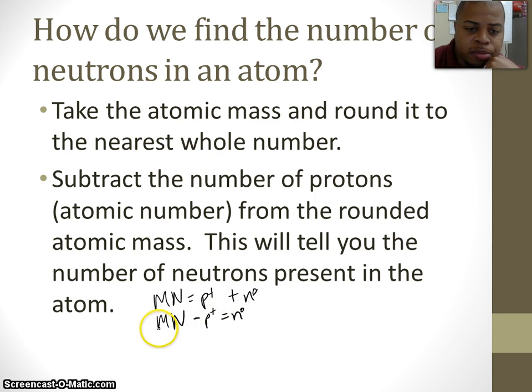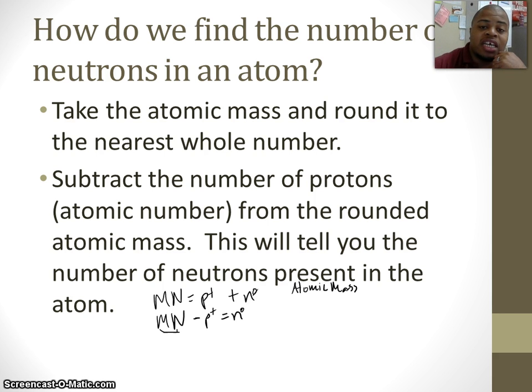Now, this mass number is basically just going to be, sorry, let me write it over here. If I take the atomic mass and round it, you notice that's what's set up here at the top. I'm going to take the atomic mass, round it to the nearest whole number. That's going to give me my mass number. Now, once I have that, subtract the number of protons, the atomic number, from that mass, and that'll give me the number of neutrons. So this is something we're going to pay attention to, especially when we talk about isotopes.